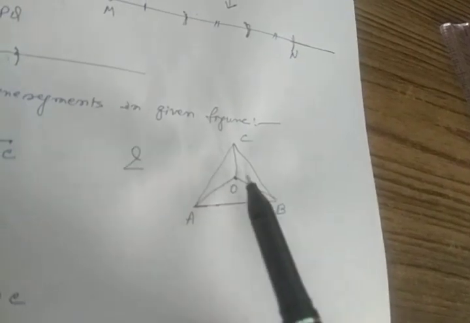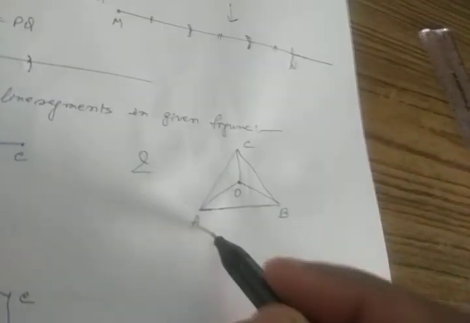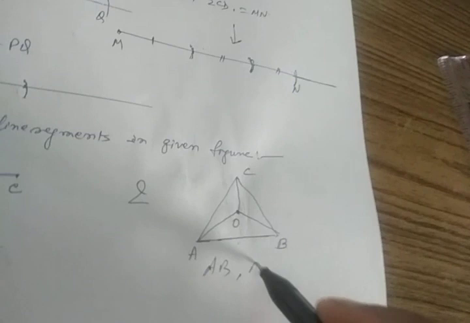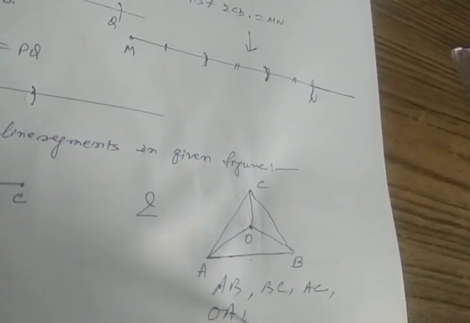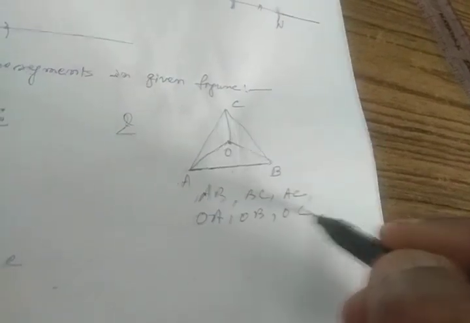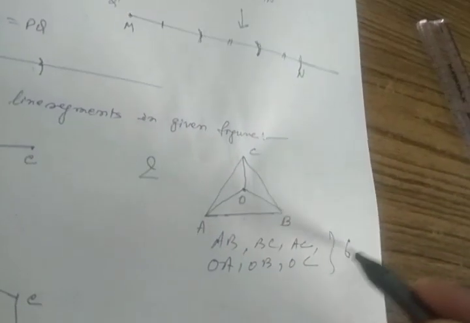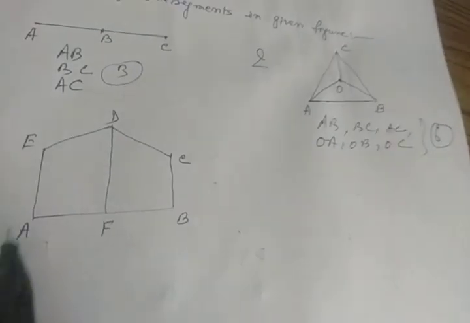For this figure, can you count the line segments? Yes. 1, 2, 3, 4, 5, 6. What are the names? Just see, AB, BC, AC. Now also OA, OB and OC. How many line segments? 6. Here I think you can count 9 segments now.